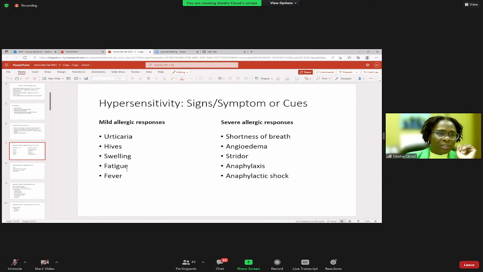And so since none of y'all have seen a blood transfusion, what happens is you're going to get an initial set of vitals, which are going to be your baseline vital signs. And then you're going to stay in the room for 15 minutes and you'll recheck the vital signs. So this is standard stuff.